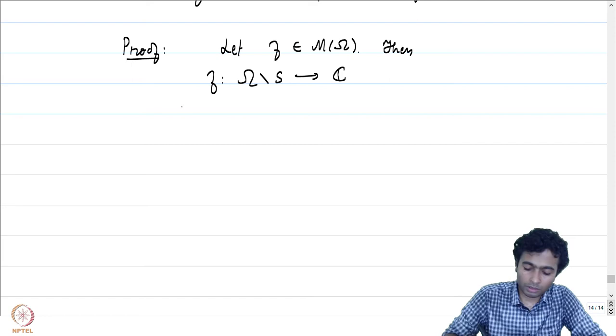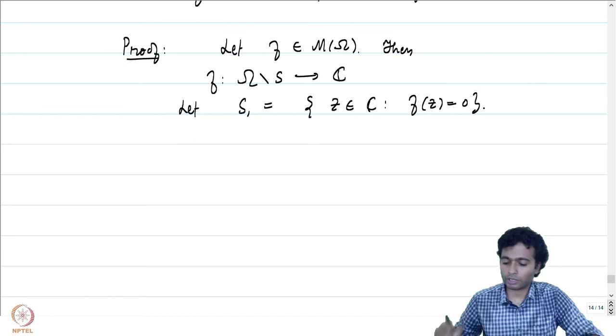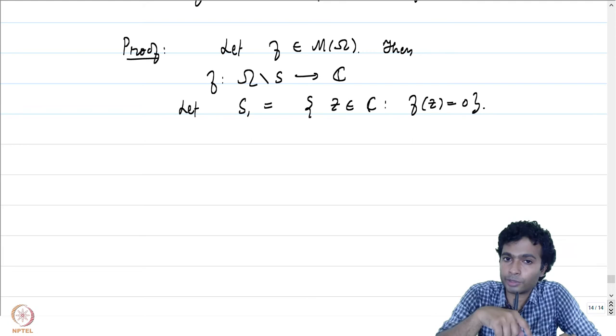Now let S1 be the set of all those points z in C such that f of z is equal to 0. That is what our S1 is. The first point here is to note that S1 is going to be a discrete set.